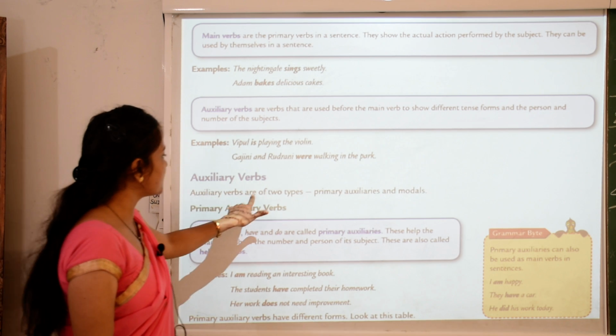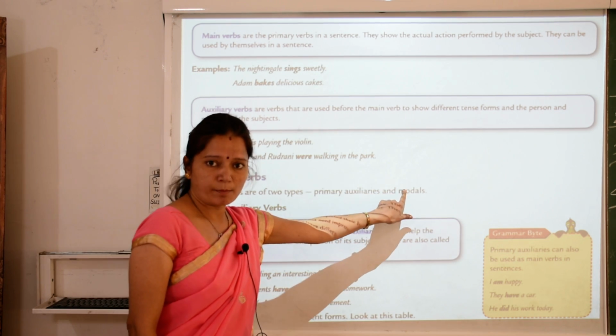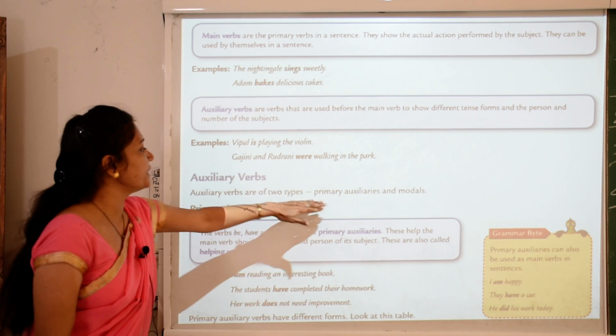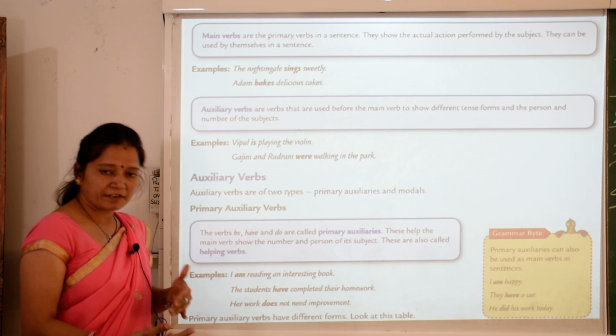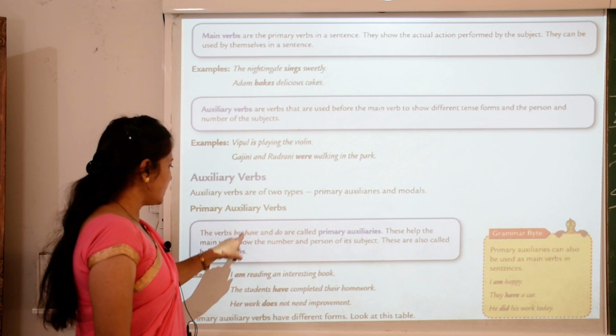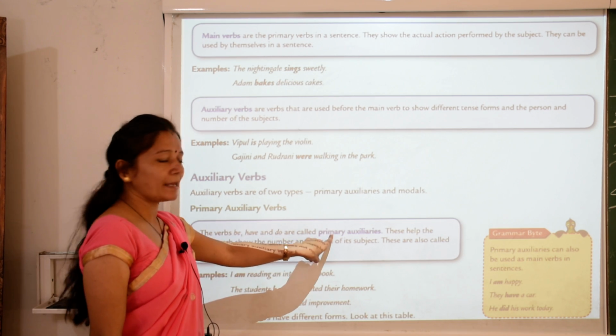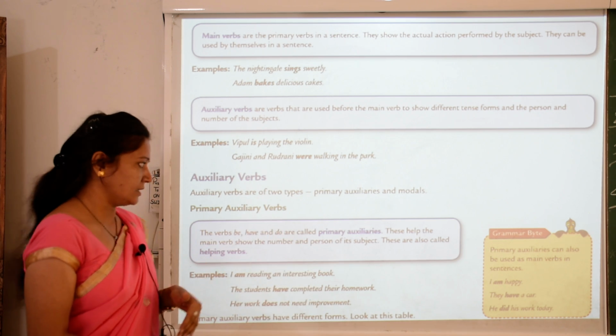So auxiliary verbs are of two types. As I told you, primary auxiliary and modals. Now let's read primary auxiliary verbs. What is the meaning of primary? What is the definition of primary auxiliary verbs? The verbs be, have and do are called primary auxiliaries.